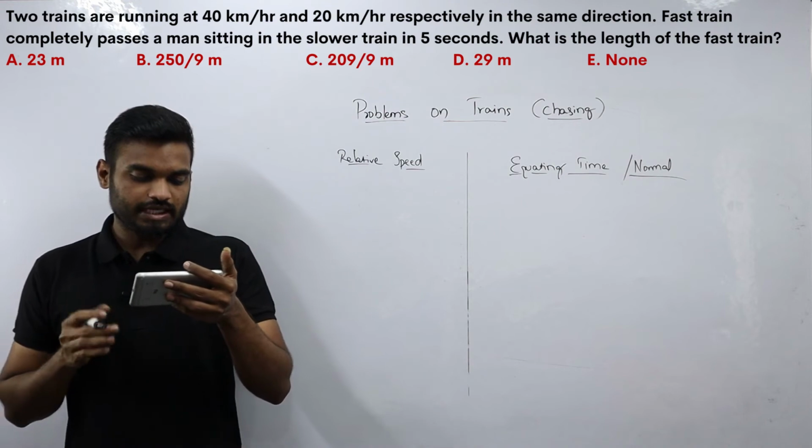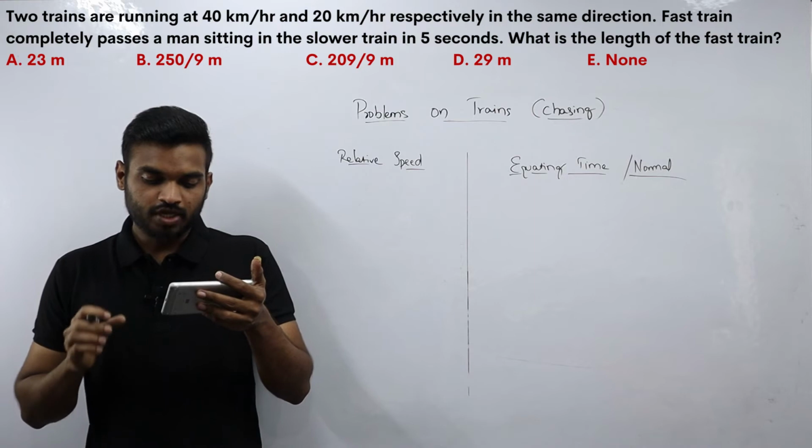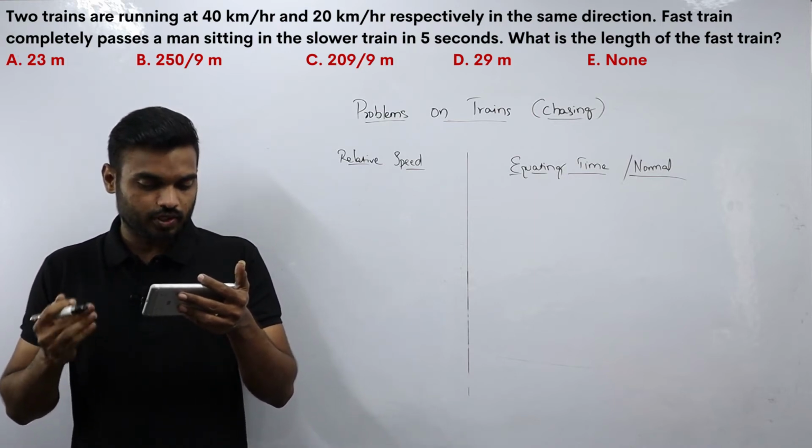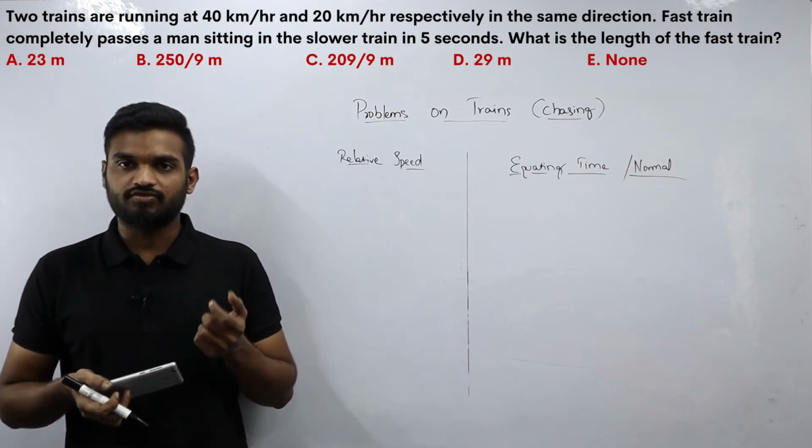They are saying that two trains are running at 40 km per hour and 20 km per hour respectively in the same direction. The fast train completely passes a man sitting in the slower train in 5 seconds. What is the total length of the fast train? So we need to find out the length of the fast train.